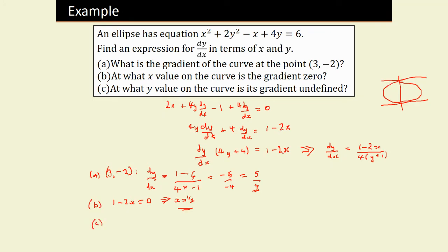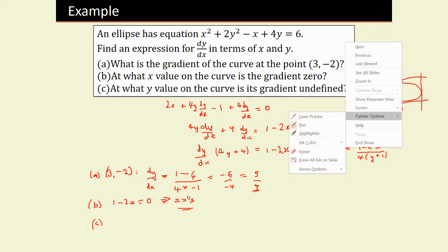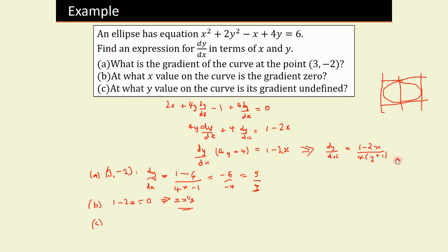And then part C, rather, that was part B. It says at what y value on the curve is the gradient undefined? Now the gradient is undefined. We say gradient is undefined, if you remember, when we've got vertical tangents. The gradient is undefined because there we don't get a rise over a run. And actually it'd be undefined whenever we end up dividing by 0. If we end up dividing by 0, we can't do that. That's undefined.